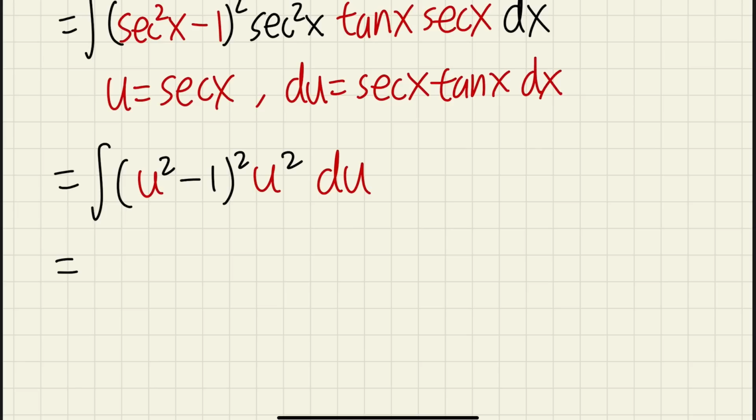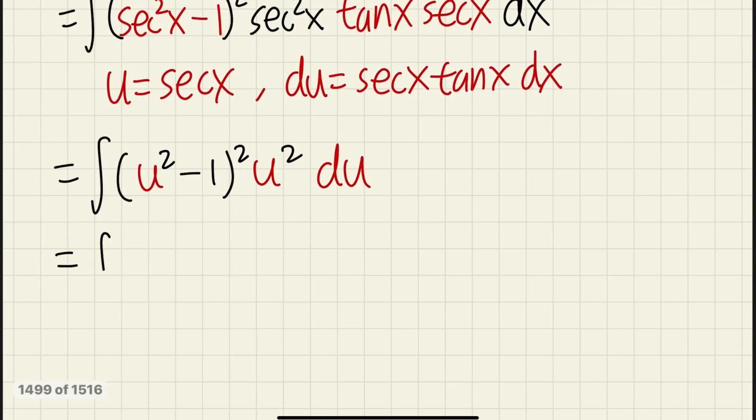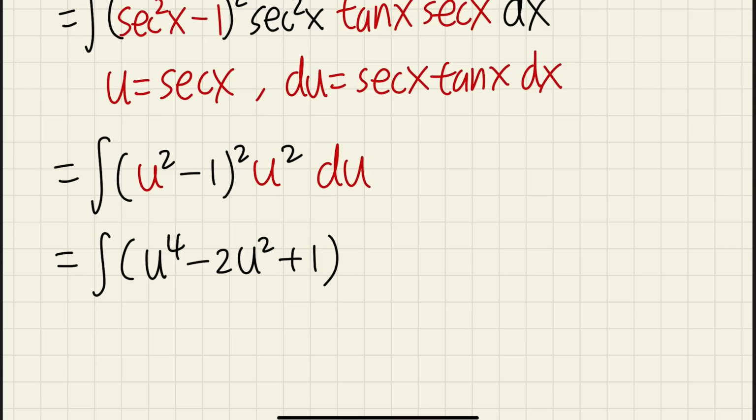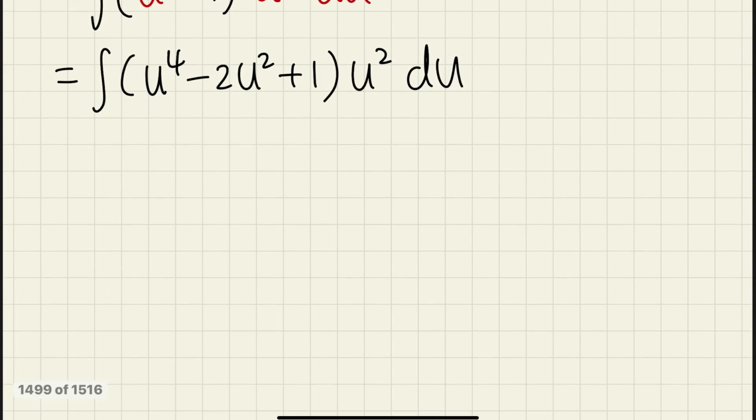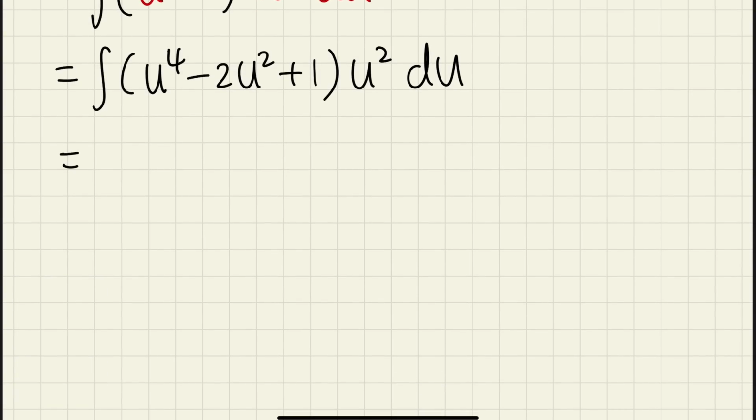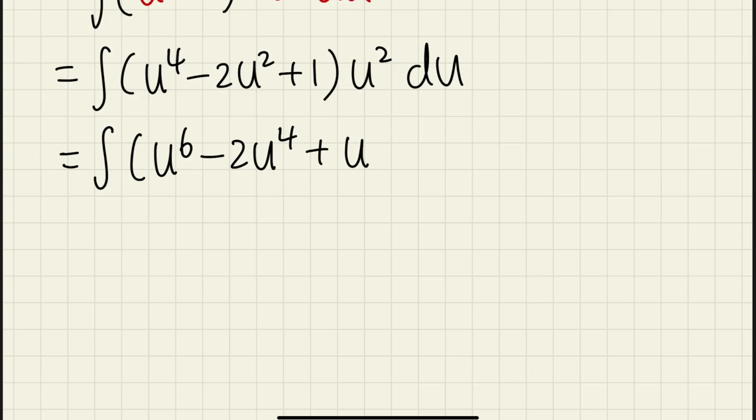And to finish this, we are going to first expand this out. So we have to square this, and then we get u to the 4th power, and it's a minus 2 times this and that, so that's 2u squared. And then lastly add 1 squared, which is just 1, and then u squared du. Then distribute the u squared. We are looking at the integral of u to the 6 minus 2u to the 4, and then plus u squared.